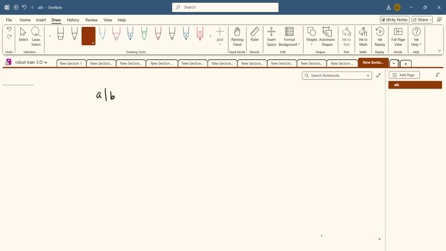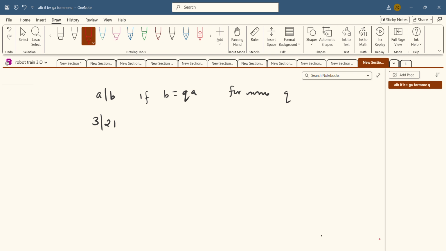So A and B are any two integers. We say that A is a divisor of B. It can be written as A divides B. Or in other words, B is a multiple of A, B equals A times Q for some integer Q. So for example, 3 divides 21.